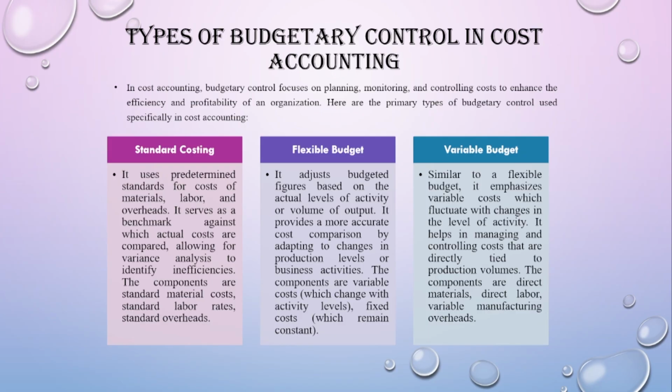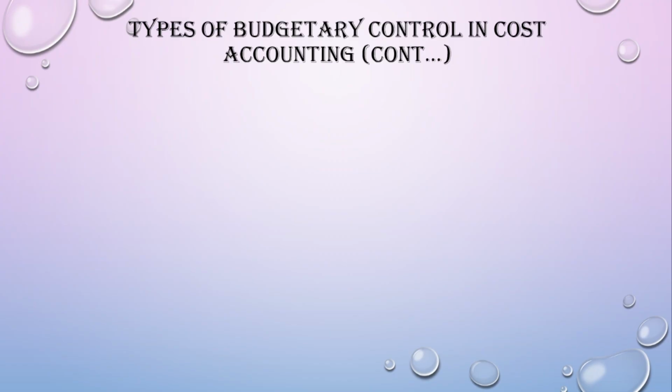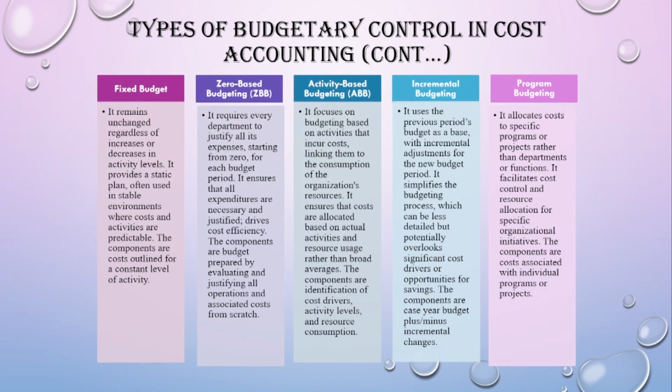The components are direct material, direct labor, variable manufacturing overheads. For fixed budget, it remains unchanged regardless of increases or decreases in activity levels. It provides a static plan often used in stable environments where costs and activities are predictable. The components are cost outlines for a constant level of activity.